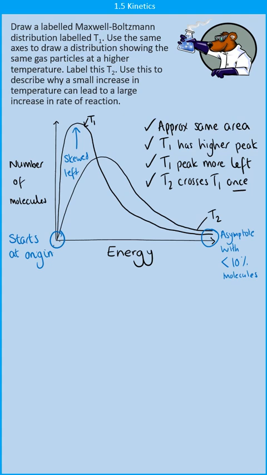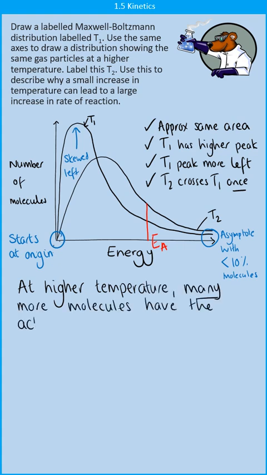So if I look at my distributions here, I can add a line to show me the activation energy, and I can put it wherever I like. But the important thing is that as we've increased the temperature, the number of particles that are represented by the curve to the right hand side of that line has dramatically increased. So in order to answer the question, I would say at higher temperatures, many more molecules have the activation energy for the reaction, and it's that many that's going to get me the mark.